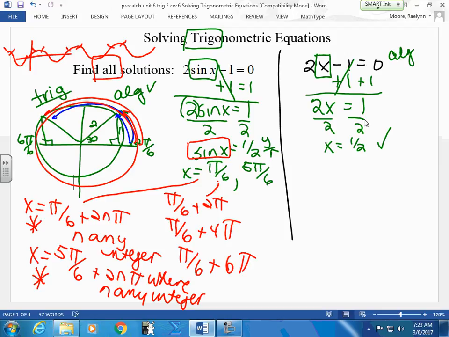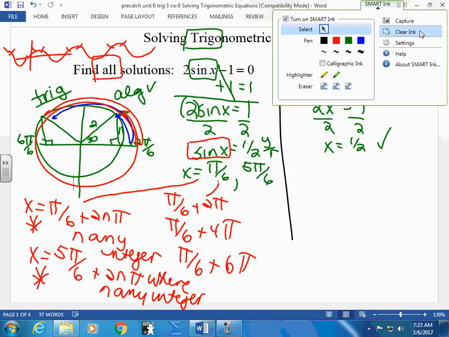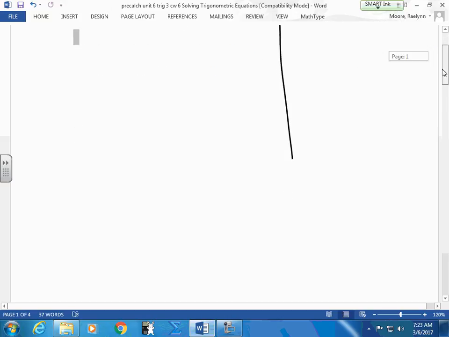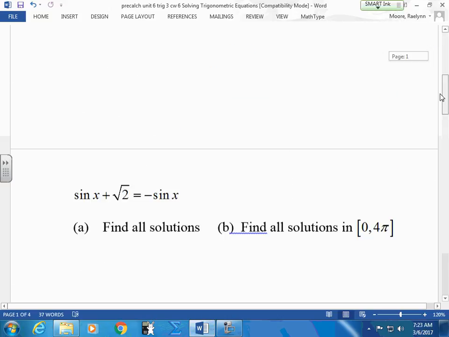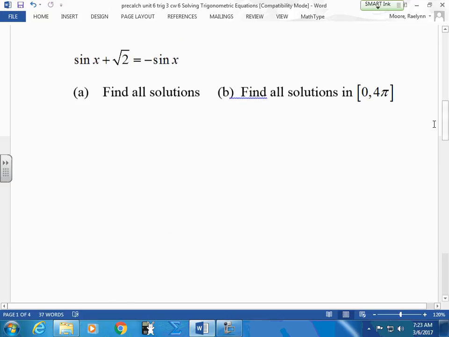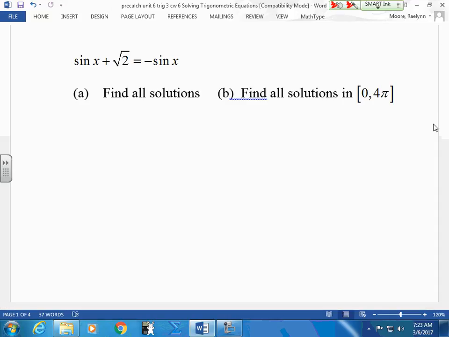All right, so let's try the next one. Okay. We have another equation. And here, what is my variable in this equation? Sine of x. My variable is the sine of x. So I'm going to take that out for a minute and do this.